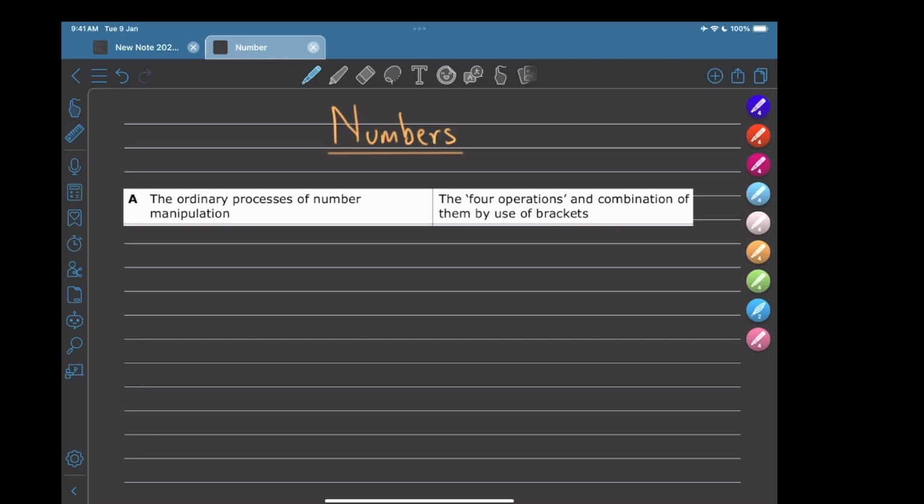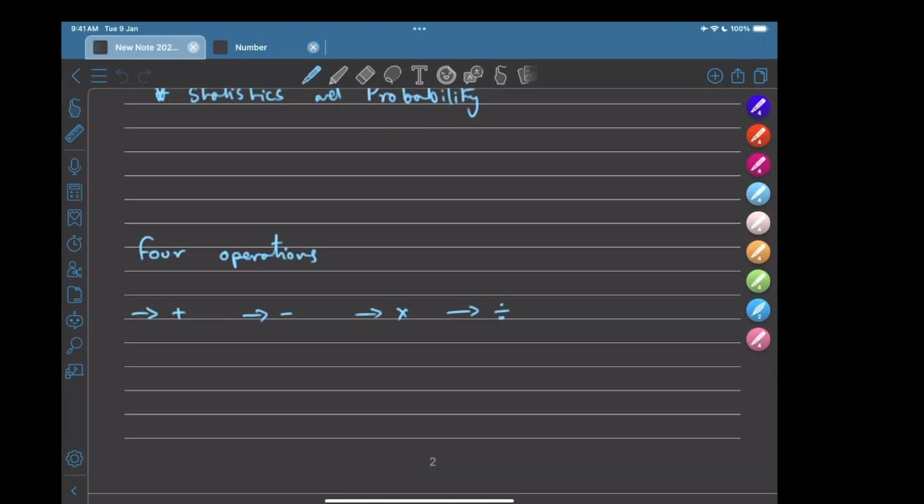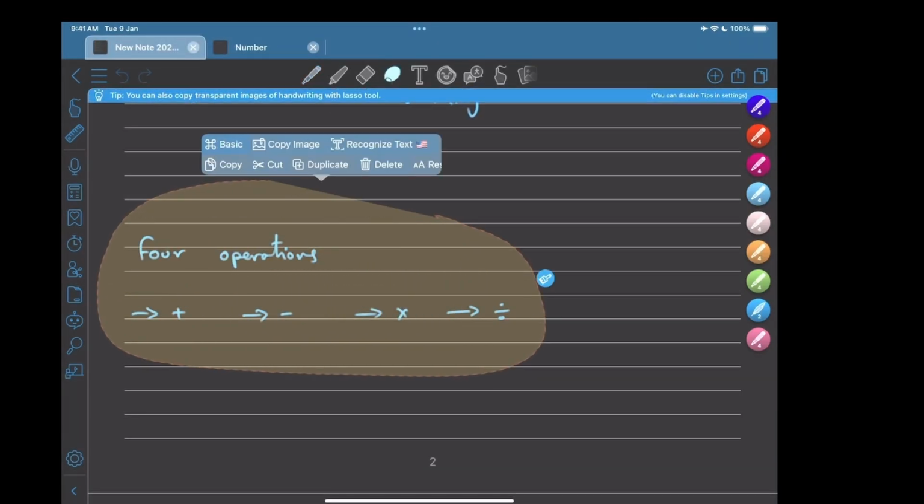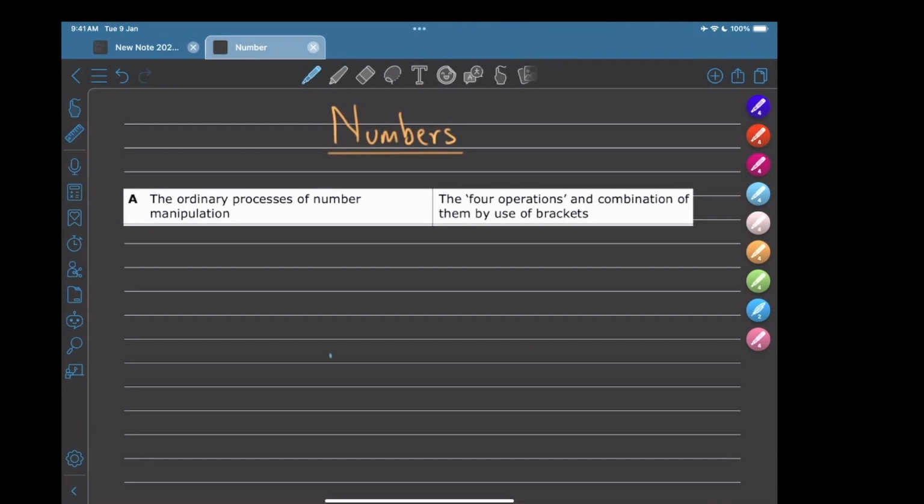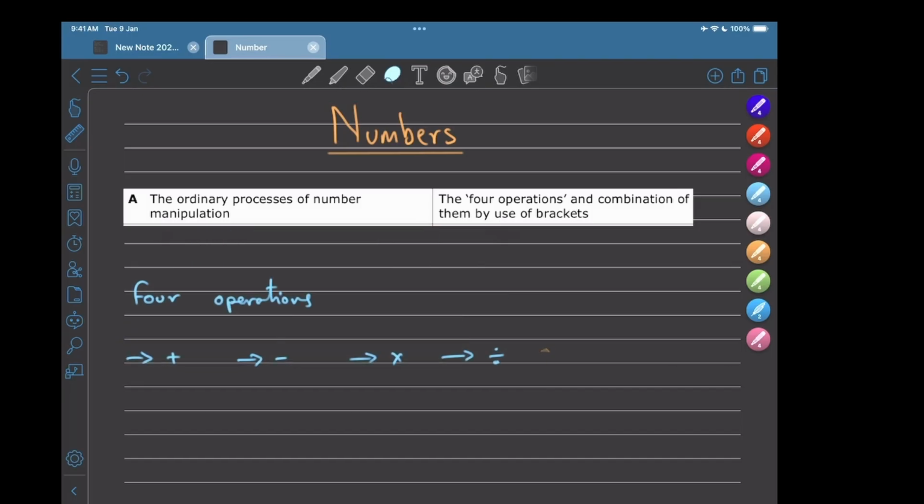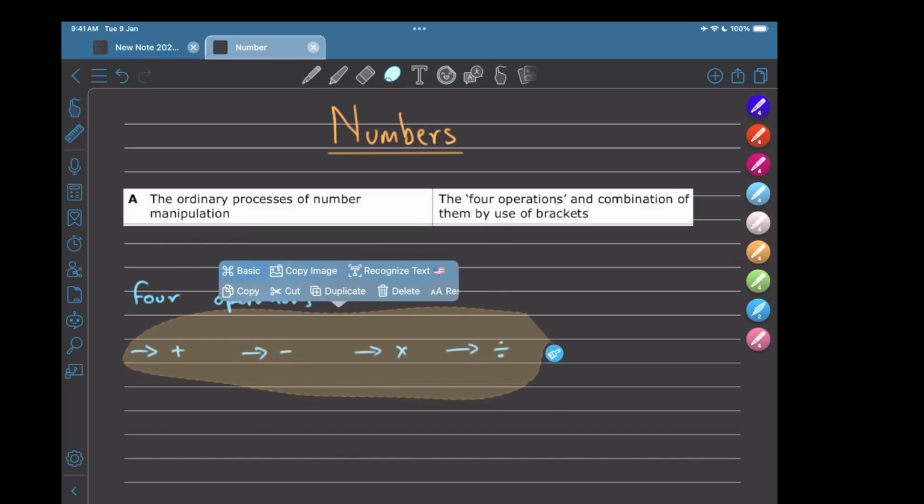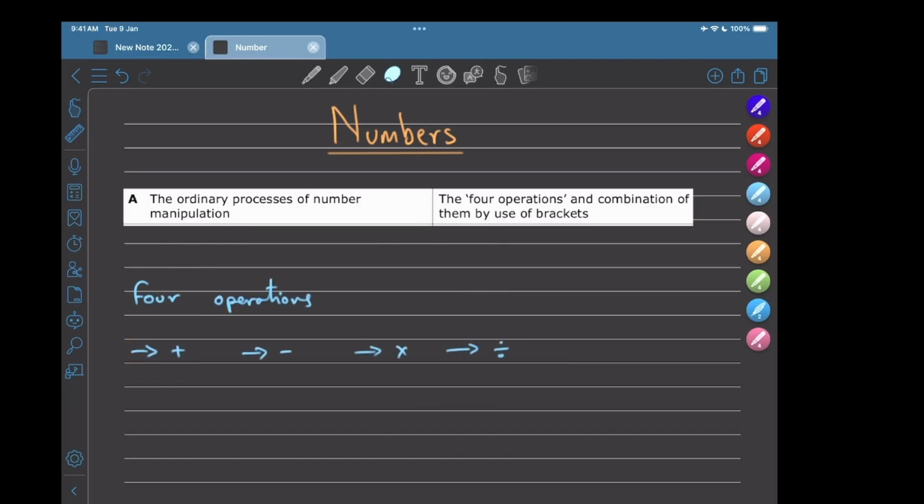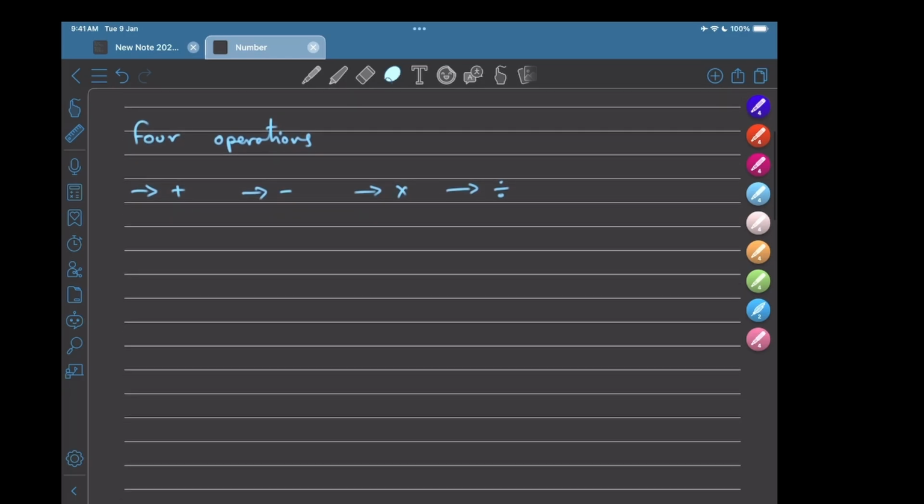The ordinary processes of number manipulation. So this is what the specification states, and then it elaborates more over here: the four operations, and the combinations of them by using brackets. When we speak about four operations, these are the four operations that we are going to talk about. So the four operations are addition, subtraction, multiplication, and division. These are the four operations that they want you to know.